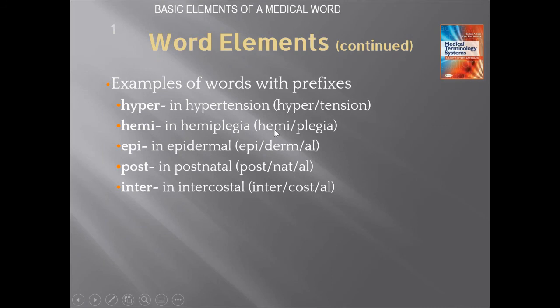So you could be like, your hemisphere, like one half of your body is numb. Epidermal, epi means on top, above. Derm means skin. Al means pertaining to. We'll get to that. Okay, so it's pertaining to above the skin. So it's like the epidermis. Okay. Post and postnatal. Al means pertaining to. Post means after, and nate means birth. So pertaining to after birth, postnatal. Okay. Inter and intercostal, pertaining to, again. Inter means between. Costo means your ribs. It's pertaining to in between the ribs.